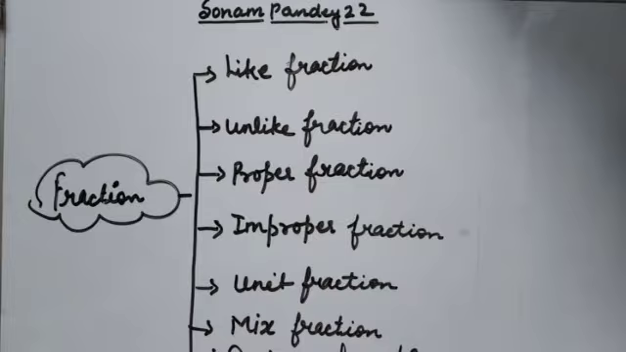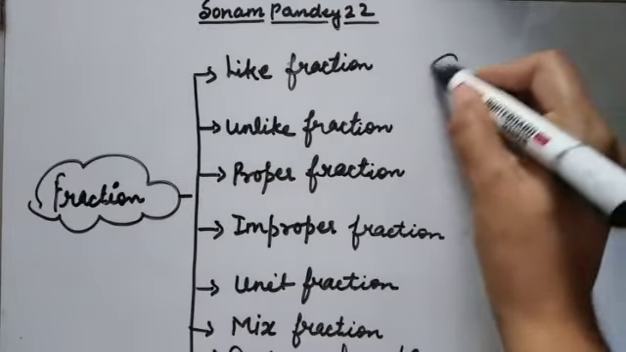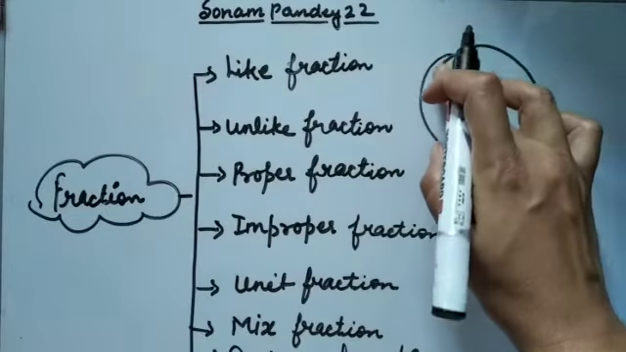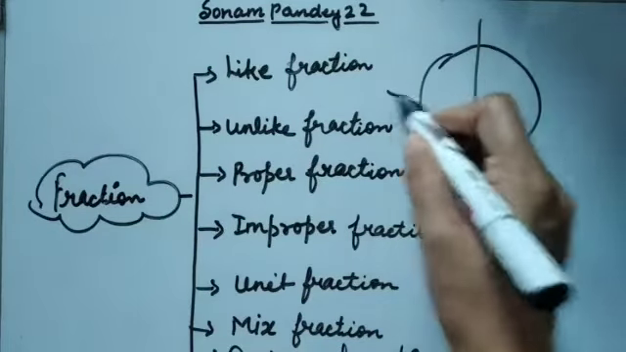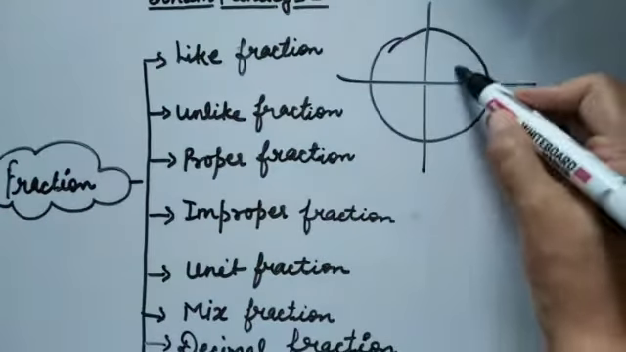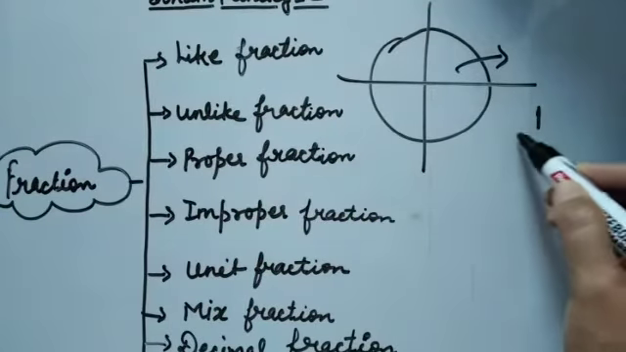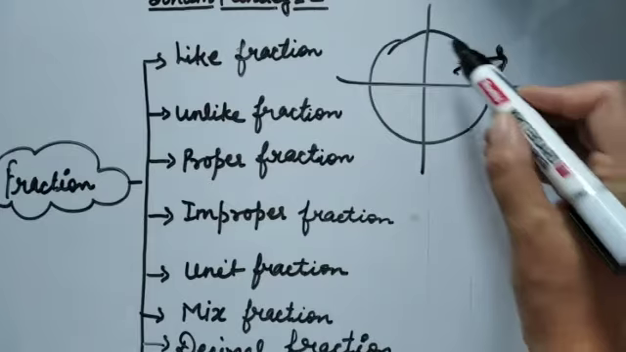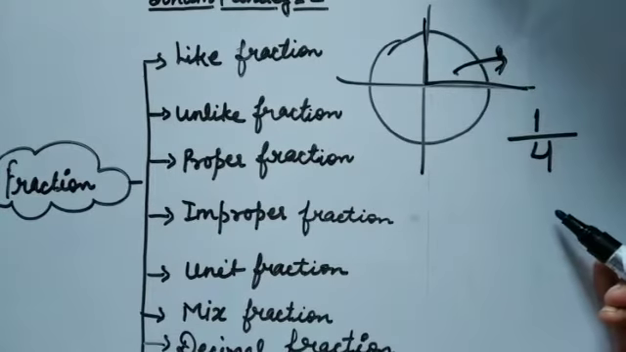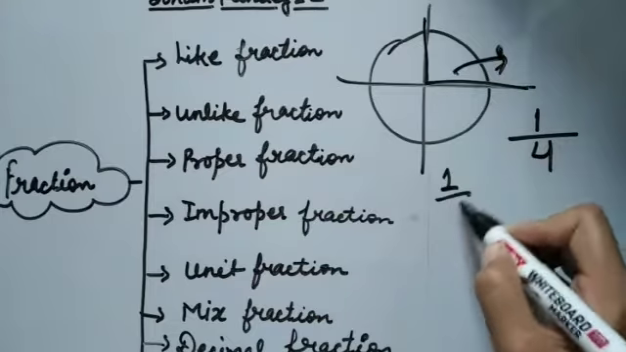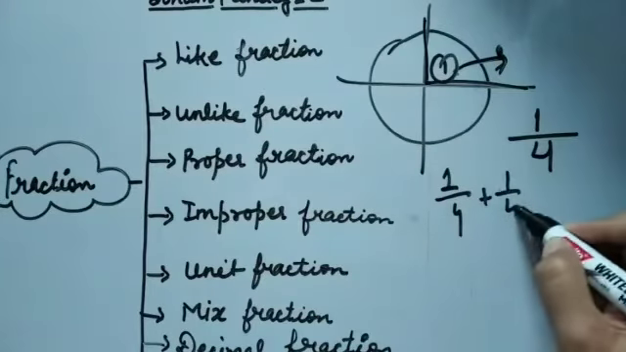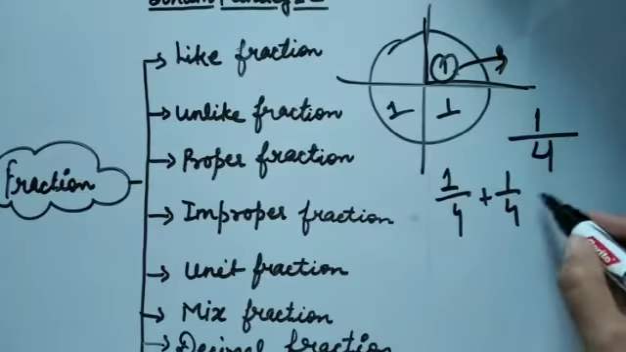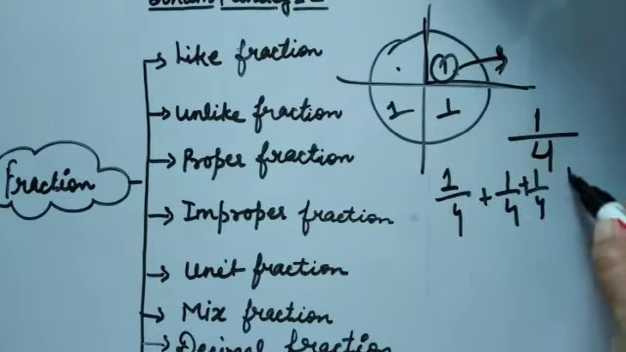Sonam here. Today I'm going to teach you about fraction. Fraction is a part of whole. Anything that is whole. For example, I have a circle. It's a whole circle. But if I cut it into 4 equal parts, then each part will represent 1 by 4. 1 by 4 for this, 1 by 4 for this, 1 by 4, and this is also 1 by 4.